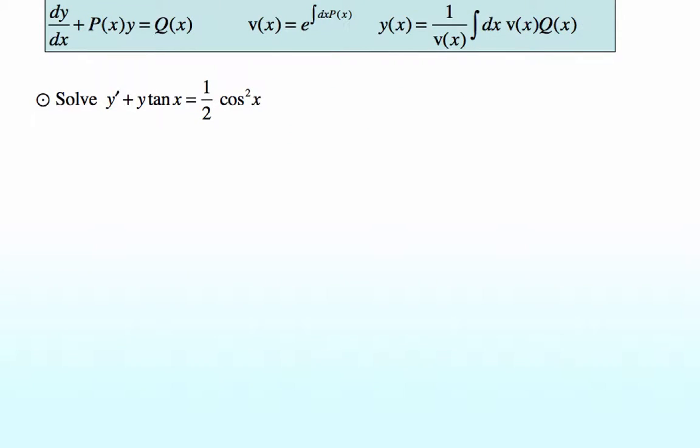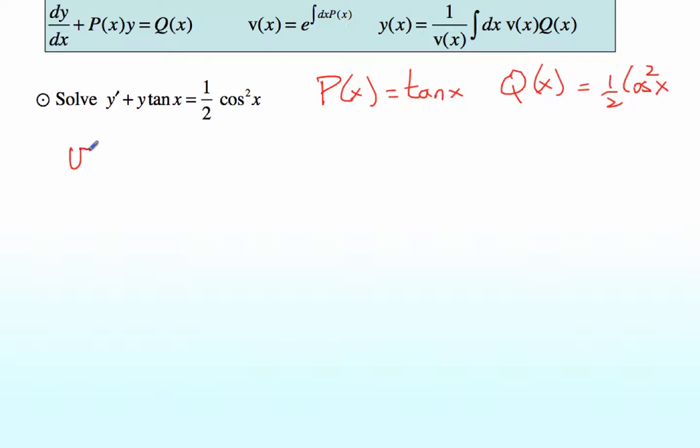Let's get some more practice. Here's another linear first order differential equation. It's already in the standard form up above over here. So clearly p of x is tan of x and q of x is then just half cosine squared x. There is no initial condition that has been provided, and so we'll be able to get the general solution only.